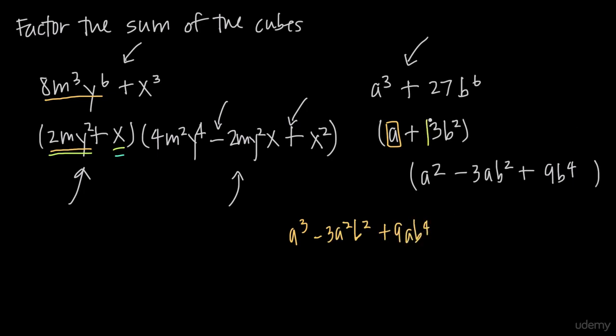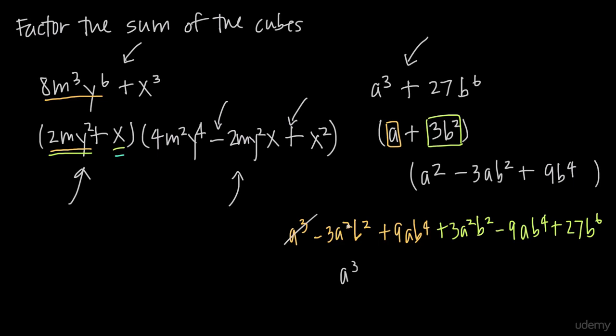Then we're going to take 3b² and multiply it by each of the terms in the trinomial. So 3b² times a² gives us 3a²b². 3b² times a negative 3ab² gives us a negative 9ab⁴. And 3b² times 9b⁴ gives us 27b⁶. Now we want to go ahead and combine like terms, so we're going to have this a³ by itself. We can't combine that with anything else because there's no other terms here that have just a³, so we're done with that one.